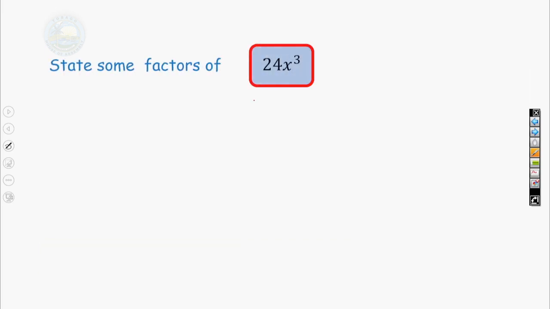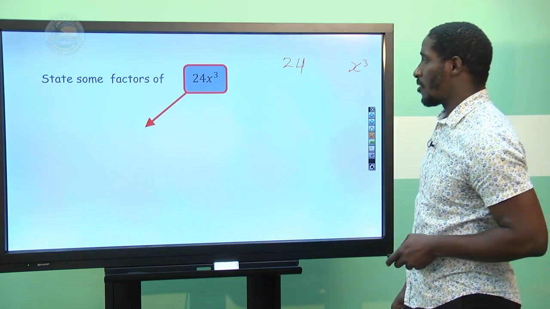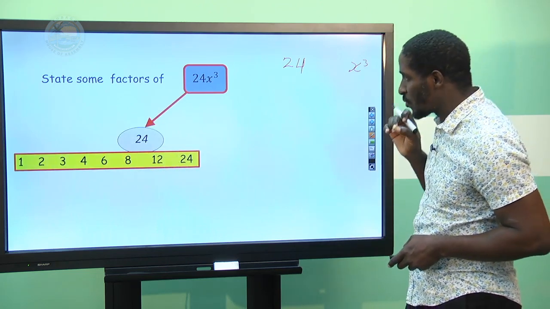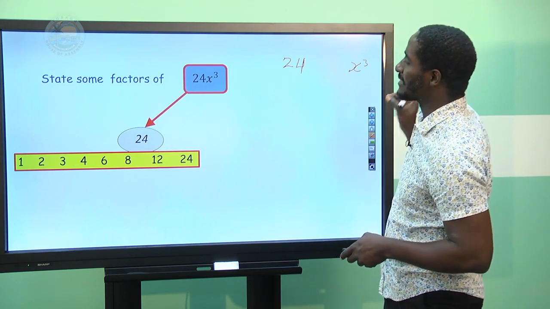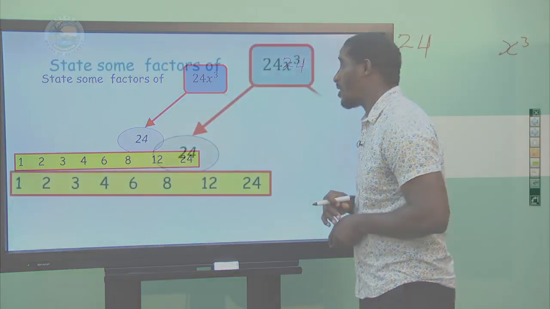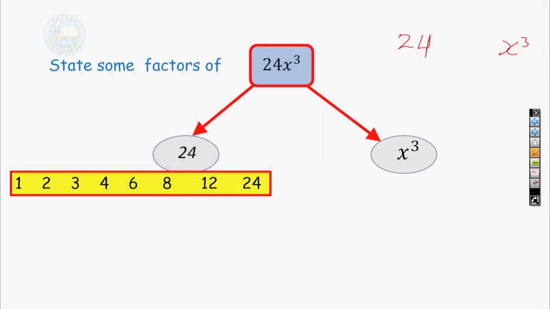So, we looked at the factors of 24. Yes? We also looked at the factors of x cubed. Now what we want to do here is combine them via multiplication, and determine what the factors are of 24x cubed. Now, recall that we said the factors of 24 were 1, 2, 3, 4, 6, 8, 12, and 24. We also said that the factors of x cubed were 1, x, x squared, x cubed.